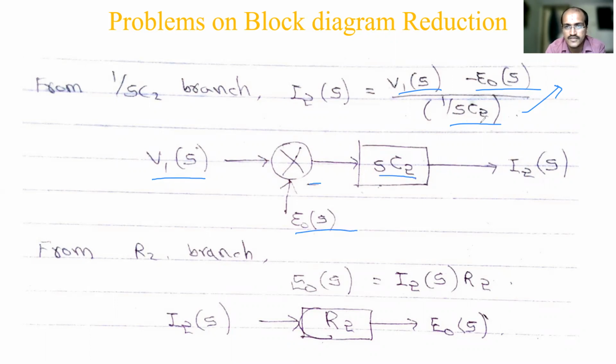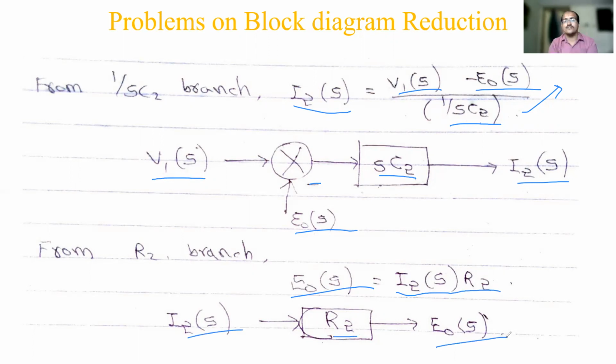and you have multiplying SC2. Don't keep it as 1 by SC2. Since it is 1 by SC2 in the denominator, so in the previous case, it was a current equation, I1 minus I2, and 1 by SC2 was coming. Now it is voltage. So that's why it is multiplying S into C2, coming over here as a block, and the output is I2 of S. So the third equation also you have written, and finally the R2 branch. The output voltage E naught of S is nothing but the current in that branch, I2 of S, into R2. So the R2 block I have shown, I2 is the input, E naught of S is the output.